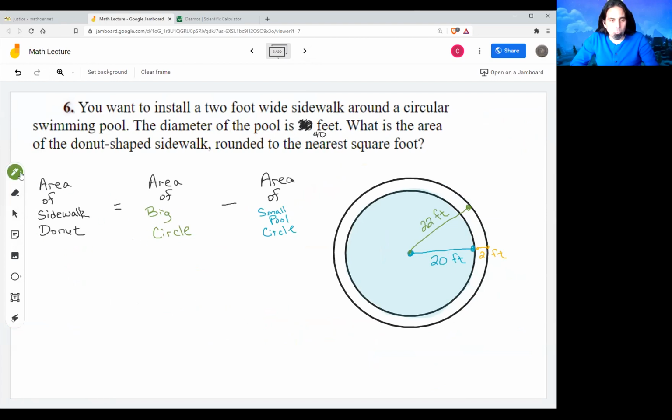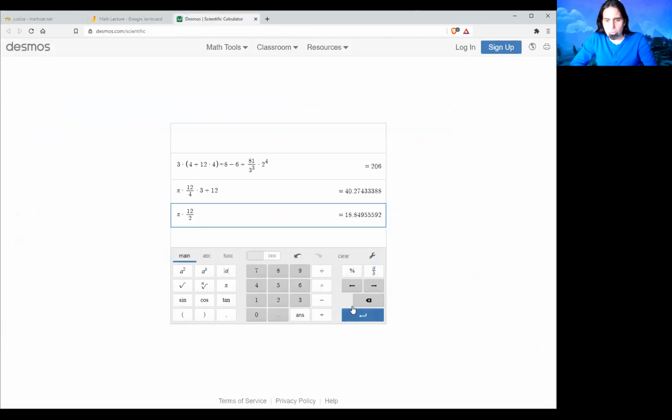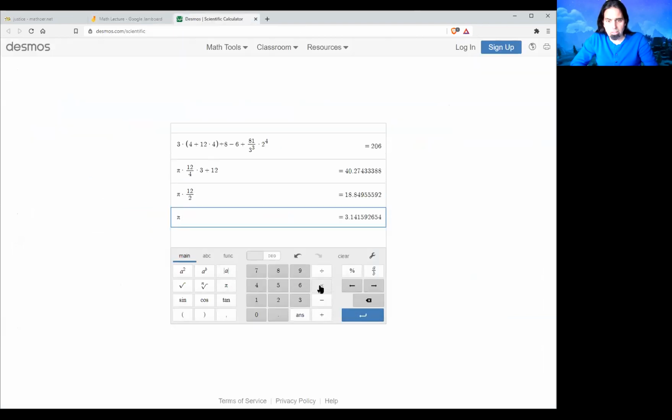Okay, but you've already told me that the area of the big circle is pi times r squared, and that's what the area of the small one is also. So pi times 22 times 22 is about 1,520.